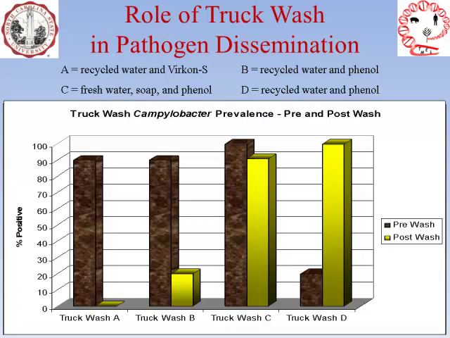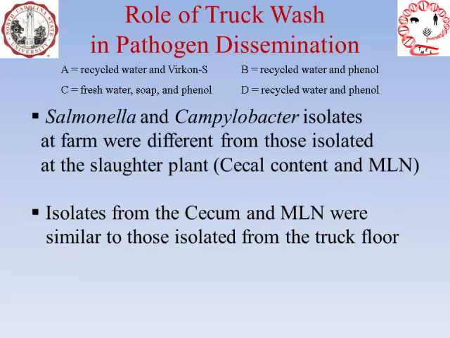When we sampled the same pigs in the slaughter plant, the carcass, what did we find? We found the Salmonella and Campylobacter isolated at the farm level were different from those isolated at the slaughter plant. The population of Campylobacter and Salmonella that we isolated from the fecal samples of these pigs were different than what we found when we sampled the carcass swabs. Isolates from the cecum and mesenteric lymph nodes were similar to those isolated from the truck floor.